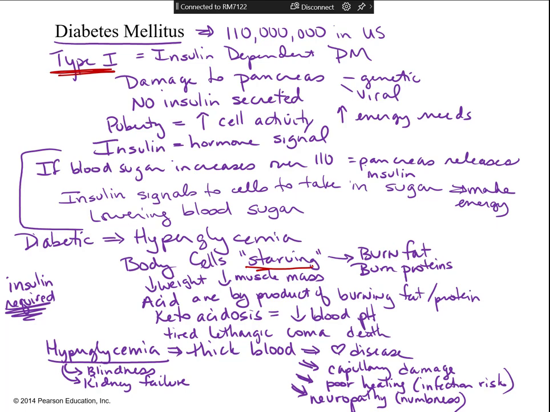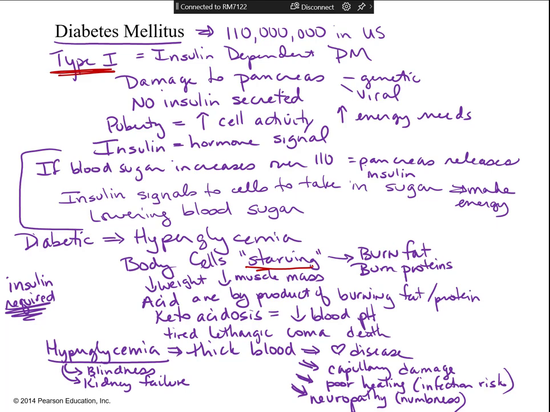Because cells cannot get sugar, they think they're starving, and they go to the other 2 nutrients to try and make energy. Remember, you have 3 nutrients. One we've talked about, lipids or fats. So your body begins to burn fat. You also go to proteins. Where in your body do you have a large amount of protein stored? In your muscles. So what you start to notice is this person begins to lose weight because their body starts burning stored body fat, and they start getting weaker because they actually start to disassemble muscles. The muscles begin to shrink and atrophy, all because they can't get glucose into the cell.